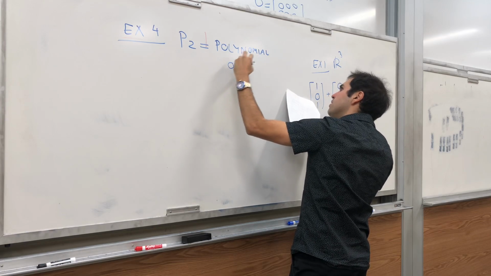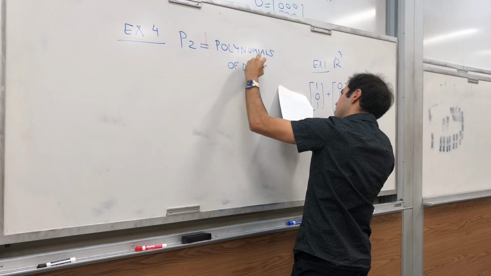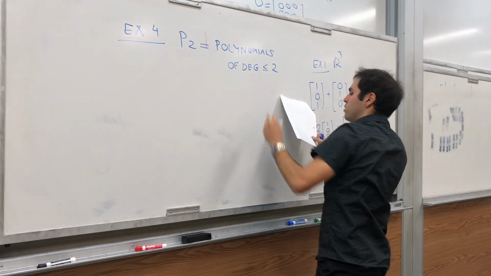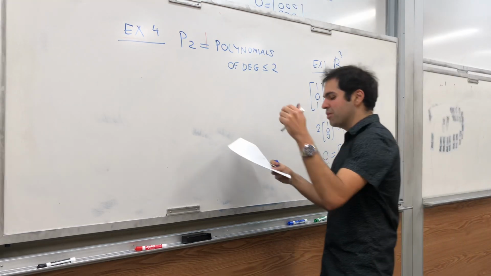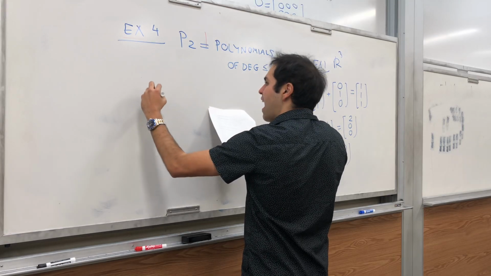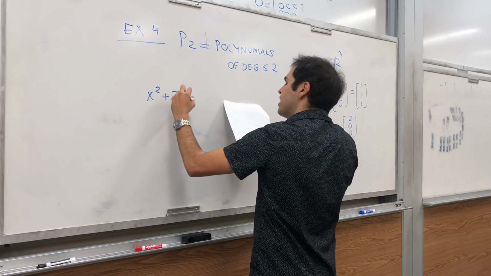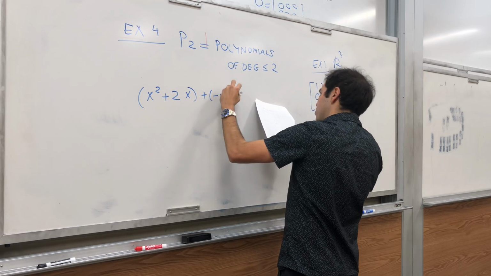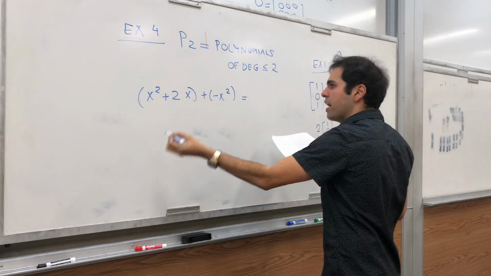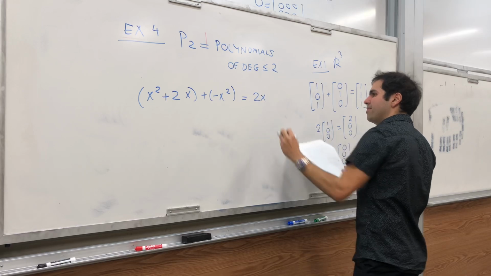of degree less than or equal to 2. So polynomials with real coefficients of degree less than or equal to 2, and indeed you can add those, right? If you take x squared plus 2x and you add, I don't know, minus x squared, then you get 2x.